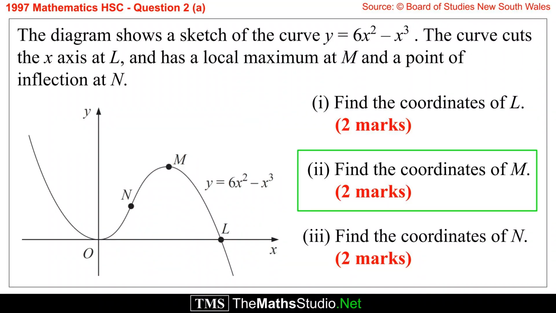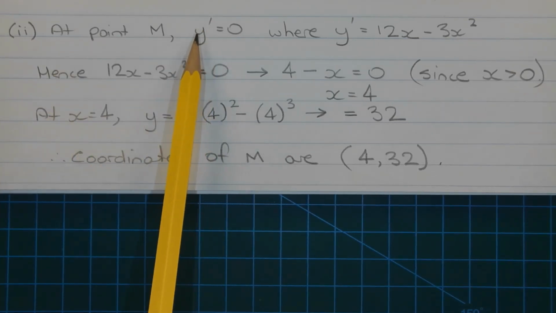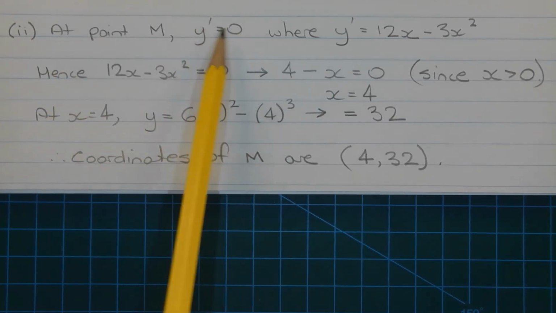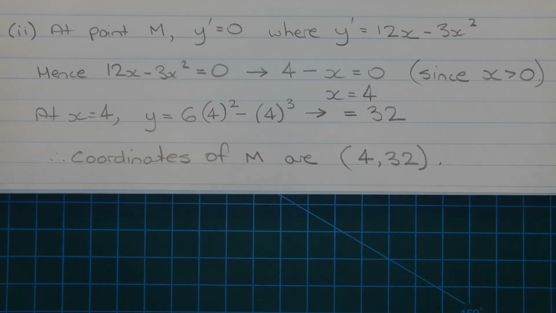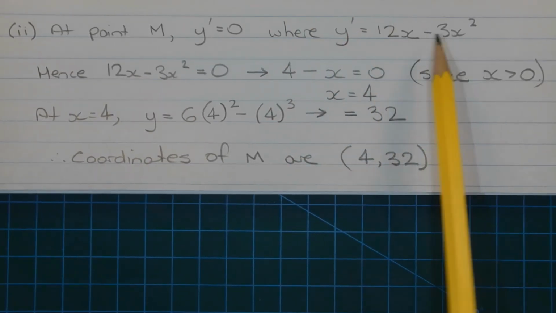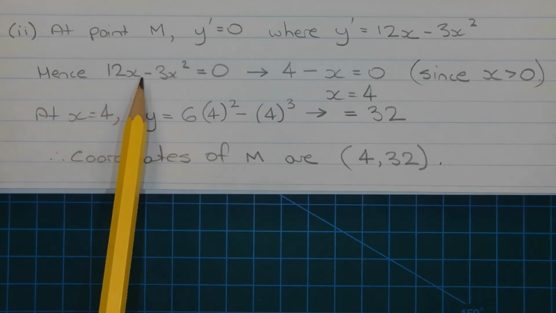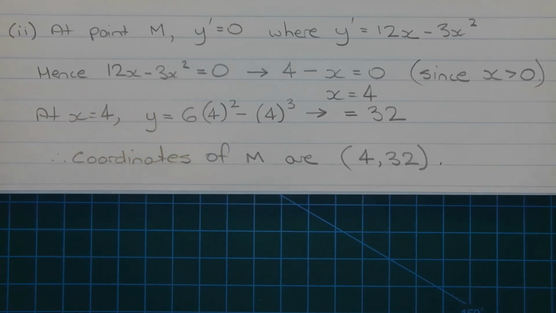Part 2. Find the coordinates of M. Point M represents a stationary point. Hence, the value of the first derivative y dash is equal to 0. So differentiating y equals 6x squared minus x cubed with respect to x, we get y dash is equal to 12x minus 3x squared. And we want to solve the equation for x. 12x minus 3x squared is equal to 0.